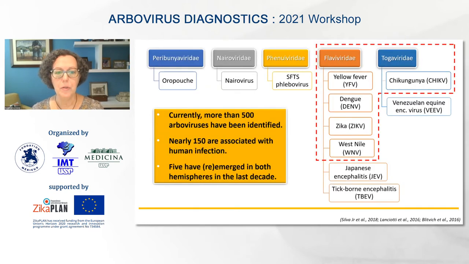Well, of the arboviruses, currently more than 500 have been identified. Nearly 150 are associated with human infection. And in the last decade, around 5 have emerged or re-emerged in both hemispheres: yellow fever, dengue, Zika, West Nile, and chikungunya. Because they have similar seasonality, in some places, like in Brazil, we had in some regions triple epidemics of these viruses.